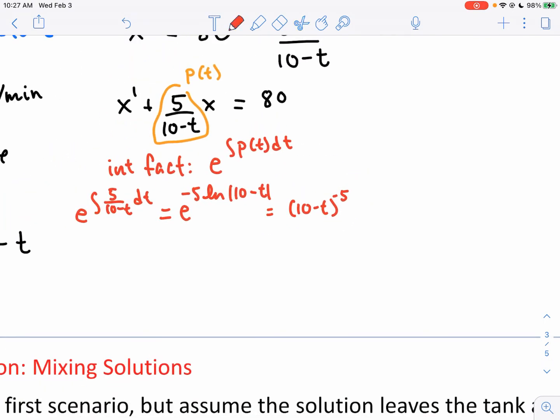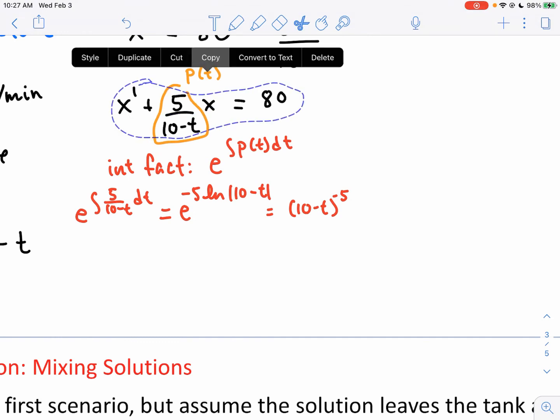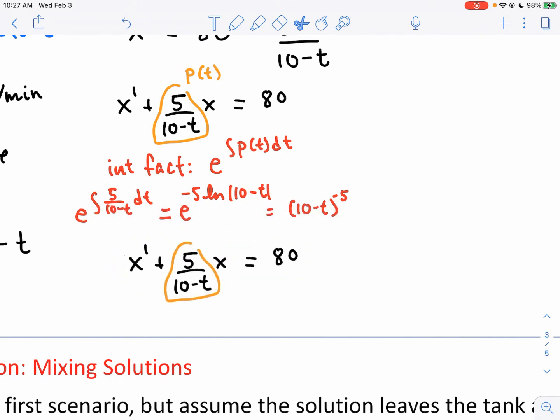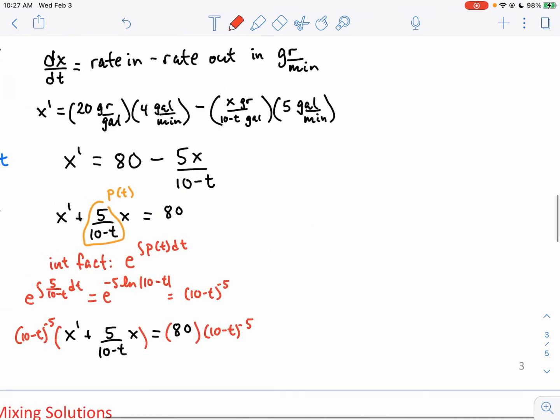Okay, the next thing we do is we multiply both sides of the differential equation by the integrating factor. So I'm going to copy our differential equation, and we are going to multiply both sides of it by the integrating factor, and distribute and see what happens. Okay, I'm going to move my work up here. And so I'm going to distribute.